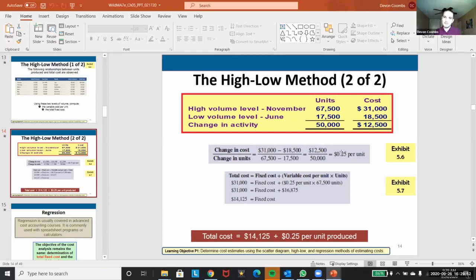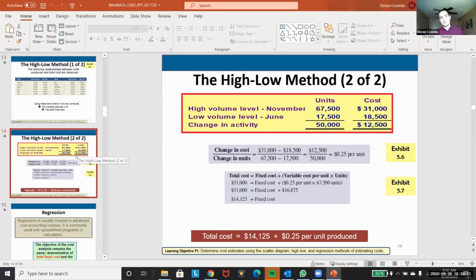So the 25 cents, you do it for either one. 25 cents times the 67,500 is equal to 16,875. And that means our total fixed cost is 14,125. You plug this back into either equation and you'll get the same answer. So again, it's basic algebra in order to determine what our estimated fixed costs and variable costs are.